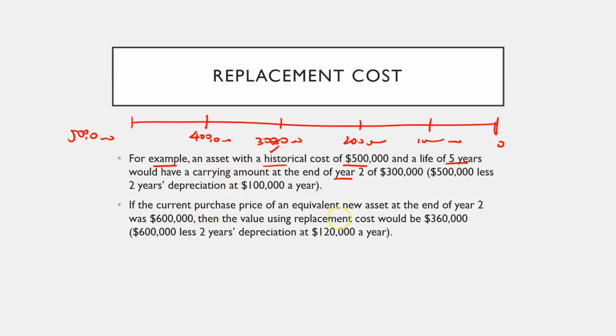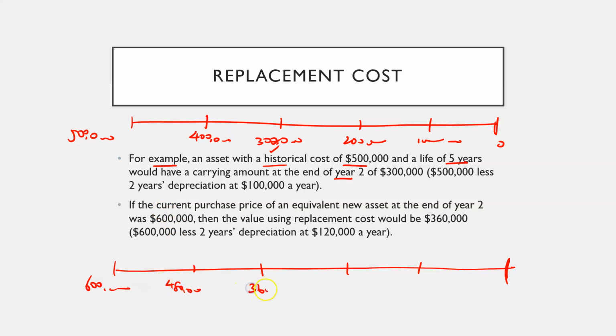Now, if the current purchase price of an equivalent new asset at year 2 is needed, the insurance company, when something happens to your asset, says to come back and tell us what the value of your asset is. So you would say a new asset would have cost 600,000. Technically, we would have had it for 2 years, so I do exactly the same thing. 600 over 5, that's 120 each year. So 600 less 120 brings that to 480,000.